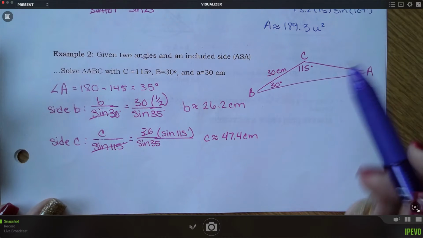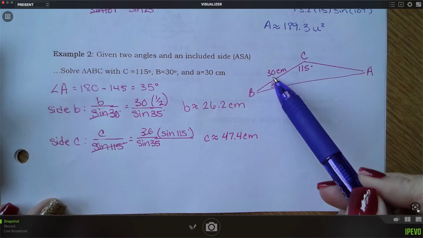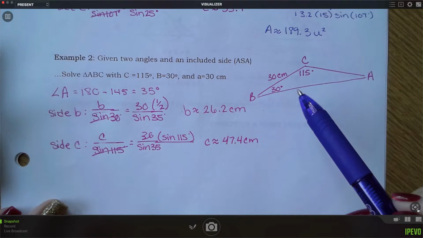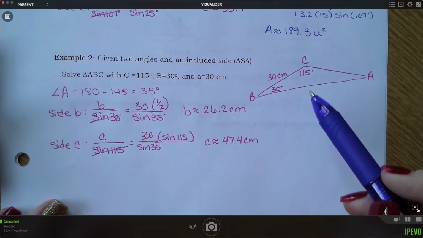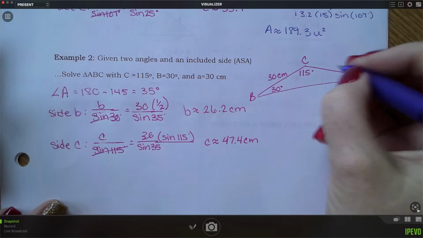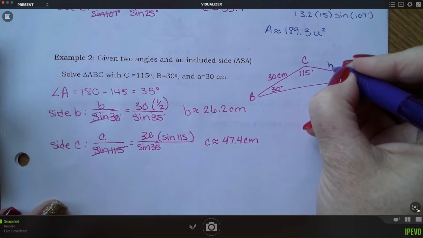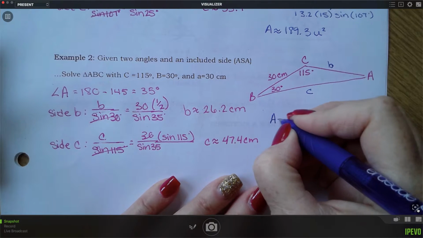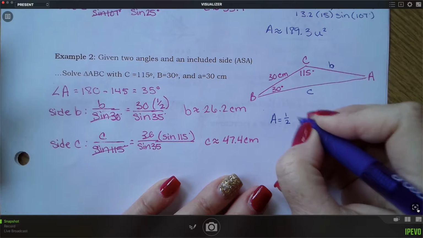Okay, so again, I am only given one side, so I should use the same formula, correct? We define C. So, do you want to use C or do you want to use B? B. Okay, so we're going to use B. And I don't know why I didn't label those. Okay, so area equals 1/2 times what? Side.